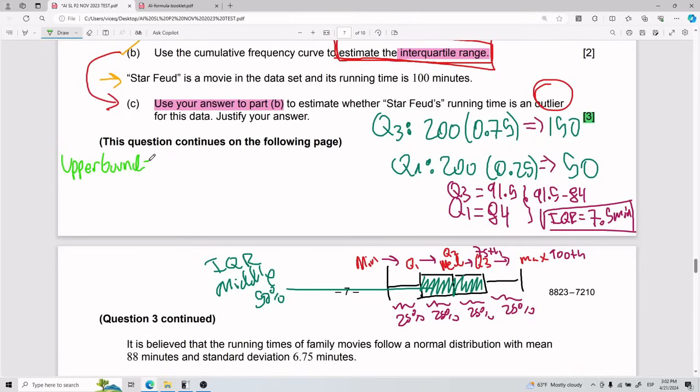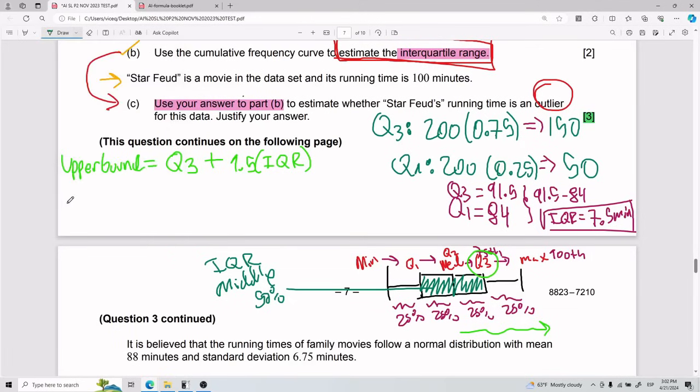So for upper bound, because you're more on the right side, you consider Q3. So you have to do Q3 plus, because you're more on the right side, Q3 plus 1.5 times IQR. This is your formula for upper bound.